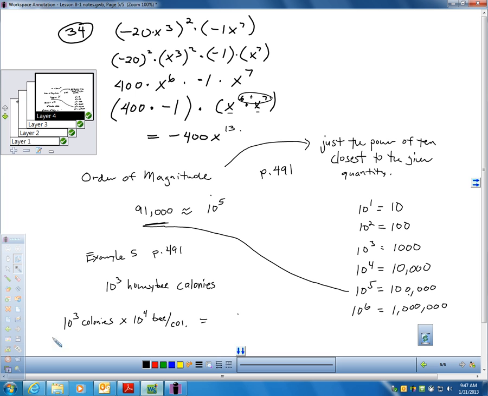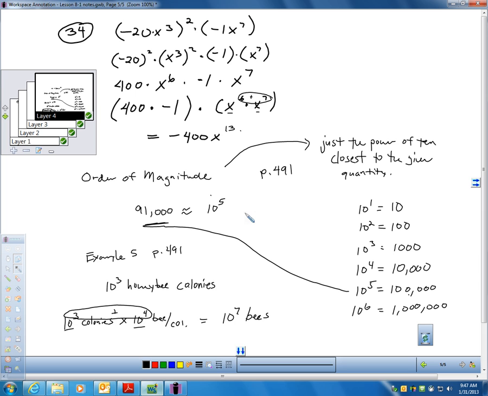Well, we're going to use exactly what we practiced in one of our rules, okay? We're going to use rule number 1 right now, product of a power. You notice how the bases are the same. If the bases are the same and you're multiplying, don't we just add the exponents together? The correct answer to this would be 10 to the 7th bees, okay? So that's what order of magnitude is for.